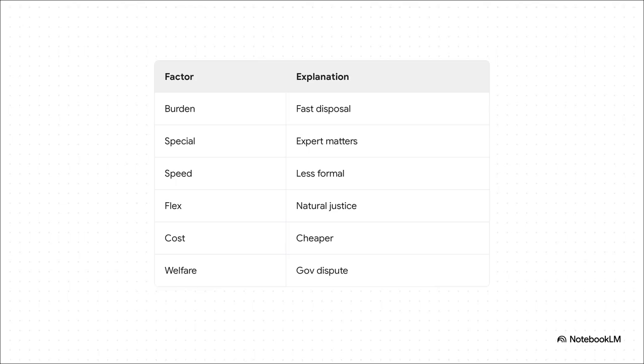Now focus intensely on Factor 4, flexibility. You have to explain to the examiner that tribunals are not choked by the rigid rules of the Indian Evidence Act or the Civil Procedure Code. Instead, they are guided by the principles of natural justice. That means fairness, equity, and good conscience. This is a massive, fundamental distinction from regular courts.